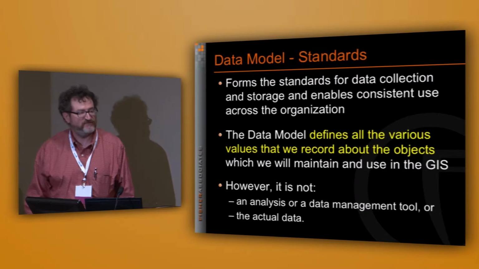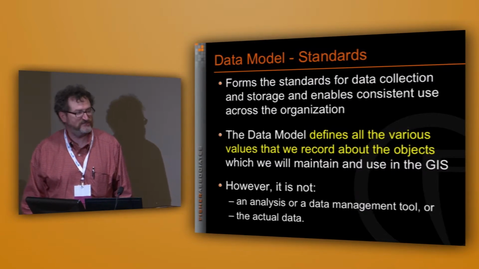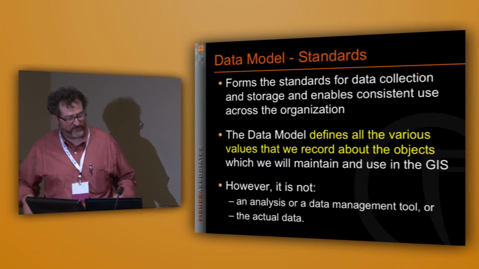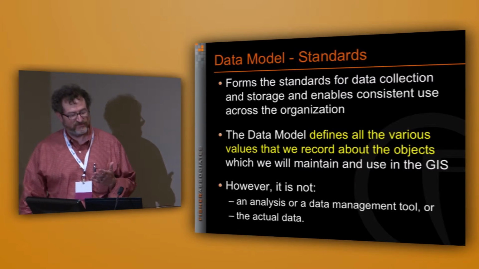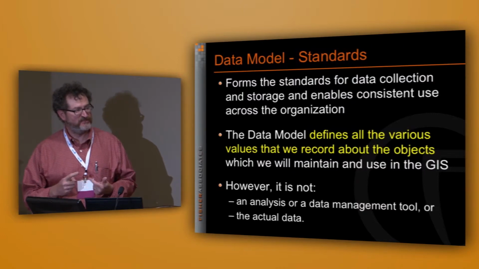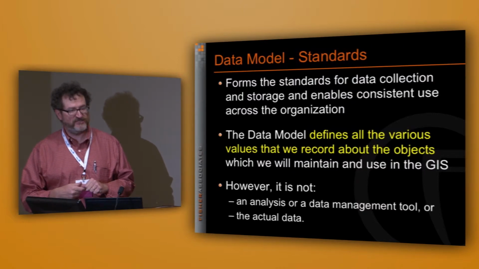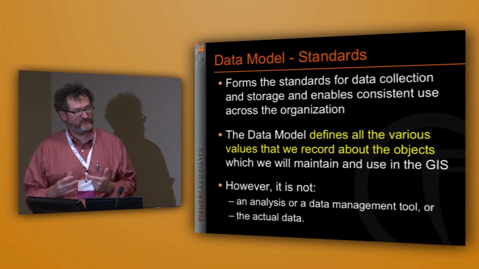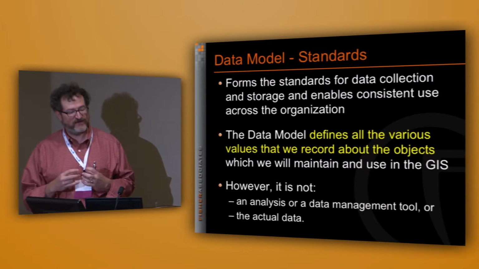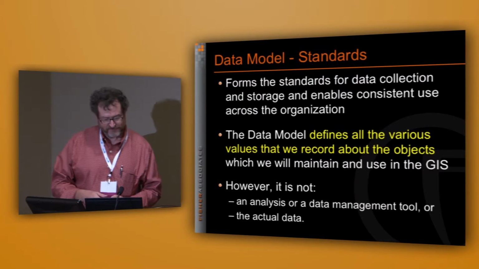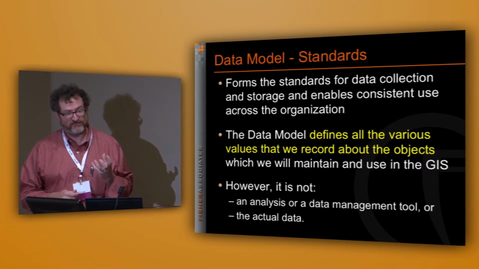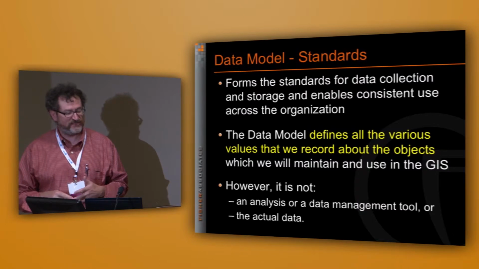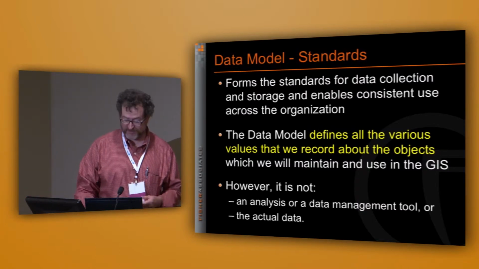So data model, essentially it's a standard. It's a standard for data collection and storage across your entire organization. And it defines the values that you record about all the different objects that you want to store in your GIS. So you have a piece of pipe. What attributes are on your piece of pipe? How does that piece of pipe relate to other features inside your database? The definitions of those pieces of information and the relationships to other objects is all defined by the data model. But the data model itself is just storing information about the data. It's not a tool, and it's not actual data. Data about the data.